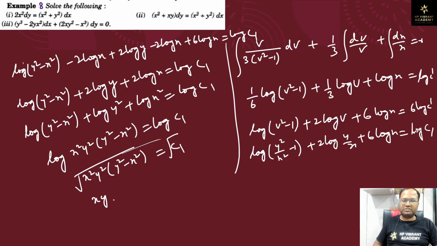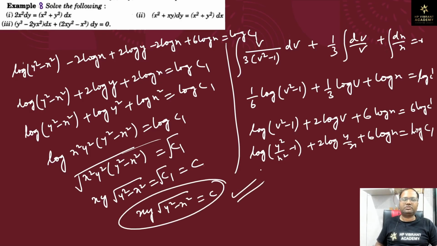So this is xy root under (y square minus x square) is equal to c1. Okay, root under c1, so what can we write root under c1 as? Let us take this as c. So our general solution is xy times root of (y square minus x square) is equal to c. This is the general solution.